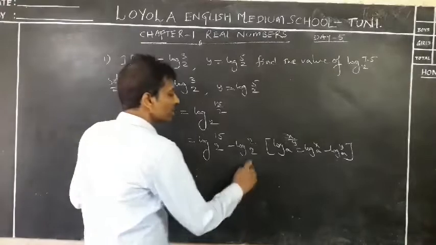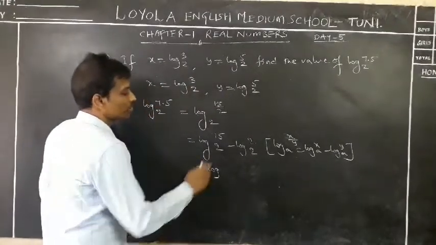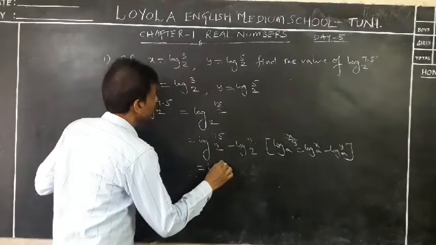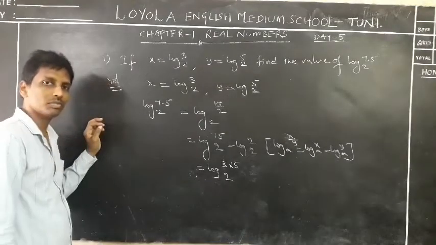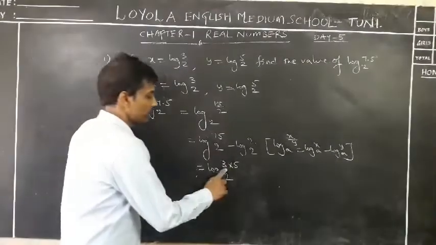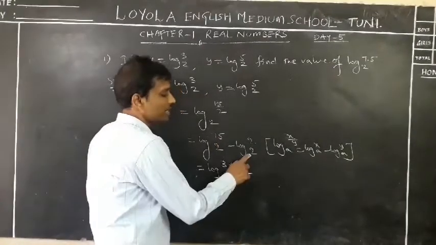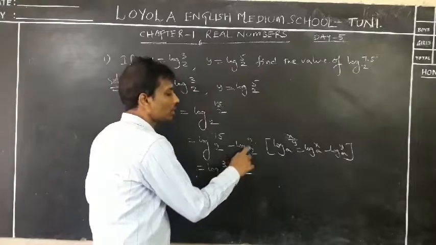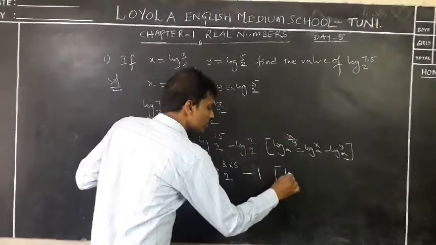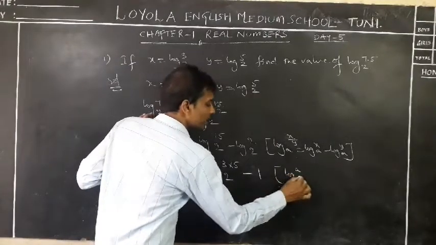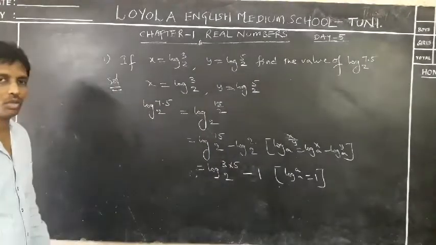And now here, can we split 15 as 3 into 5 with base 2? Yes sir, because 3 fives are 15. So what can we write here? This value, log 2 base 2, is 1. Why? Because we know the particular reason: log a to the base a equal to 1.